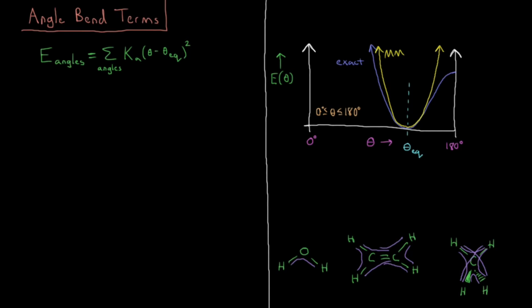Continuing on with molecular mechanics energy terms, we have the angle bend terms. The energy of angles is equal to the sum over all of the bond angles in your system of Ka, the bond spring constant, times theta, the bond angle, minus theta eq, the equilibrium bond angle, squared. So this term is very similar to the term for bond lengths in that it is basically exactly the same.